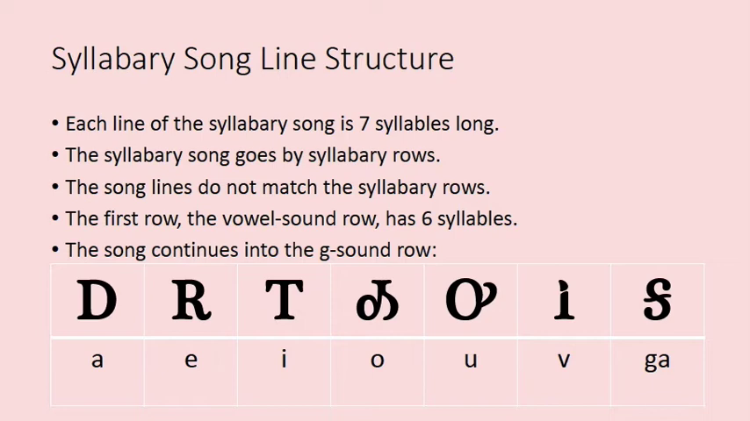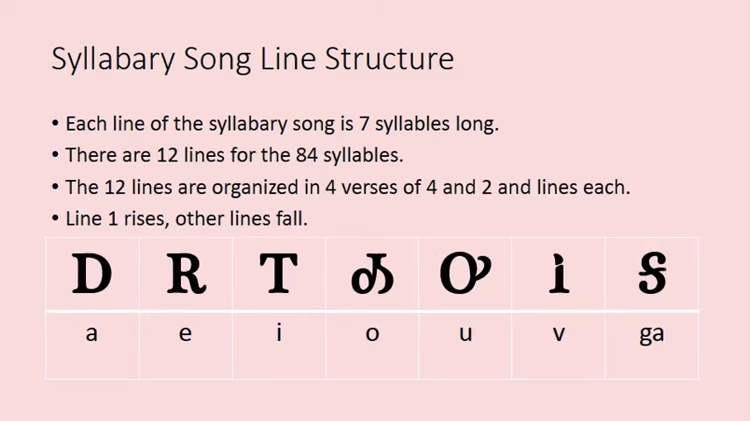The first row, the vowel sound row, the ah row, has 6 syllables, but the song continues into the ga row because it has 7 syllables. Ah, a, e, o, u, ga. So each line of the syllabary song is 7 syllables long. There are 12 lines for the 84 syllables. The 12 lines are organized into 4 verses. First a verse of 4 lines, and then a verse of 2 lines.